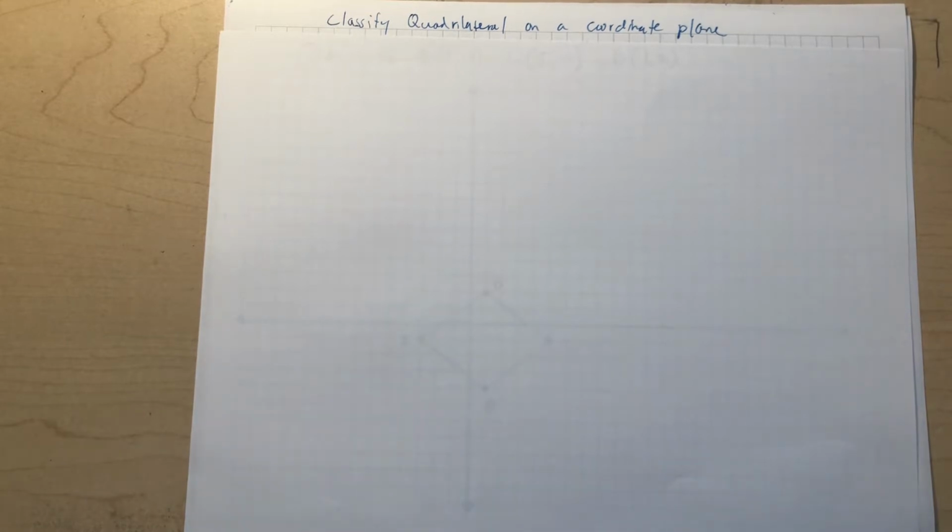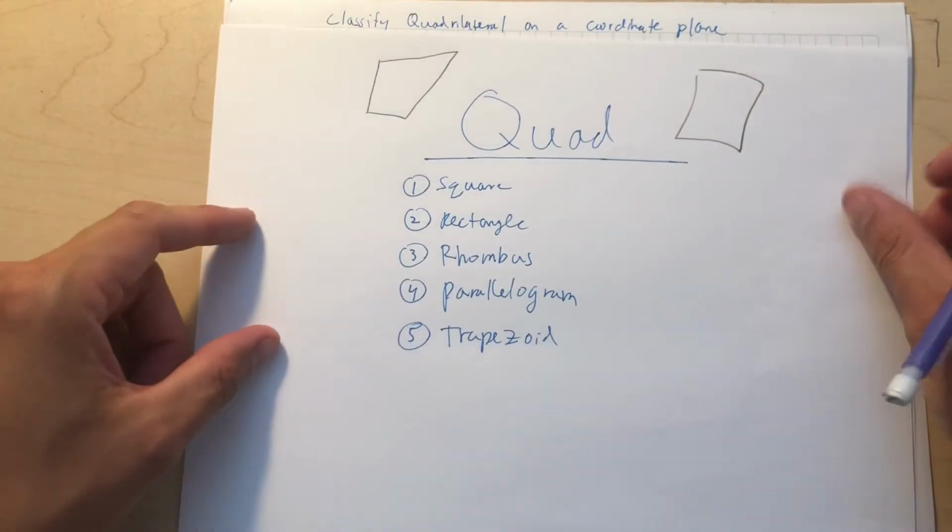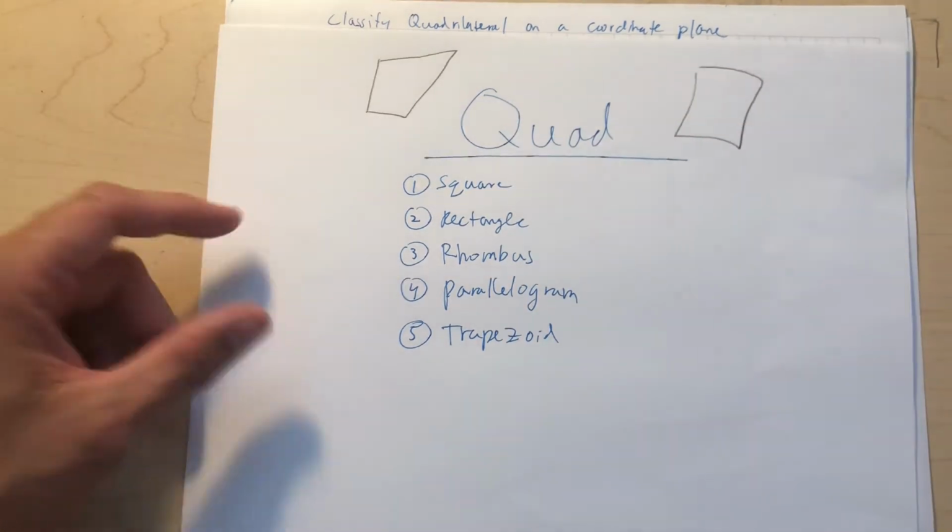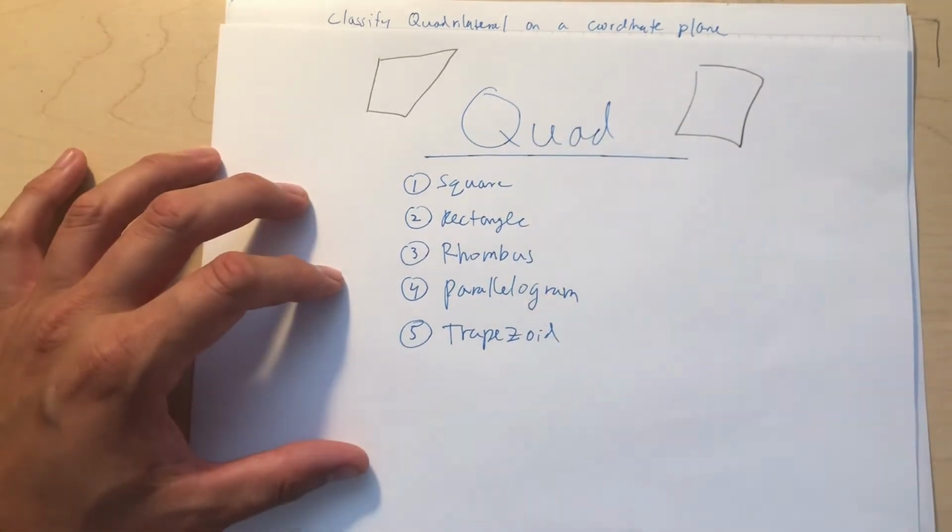So we're going to actually draw a quadrilateral on a coordinate plane today, and we have to connect the dots, and then we need to classify these quadrilaterals. A quadrilateral is just anything to do with four sides. These are more specific quadrilaterals.